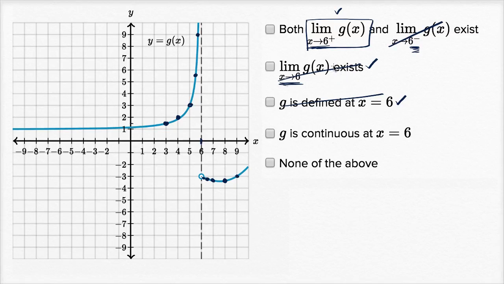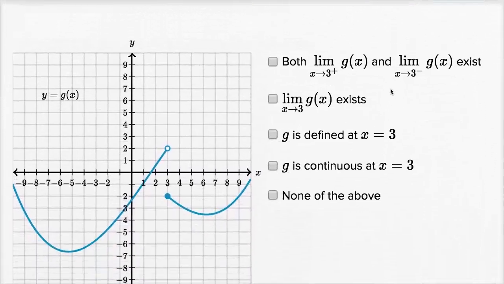And the first two conditions aren't true, and so these can't even equal each other because neither of these exist. So this is not continuous at x equals 6, and so the only thing that I could check here is none of the above. Let's do another one of these.